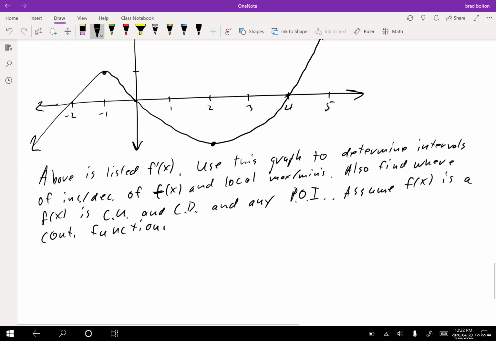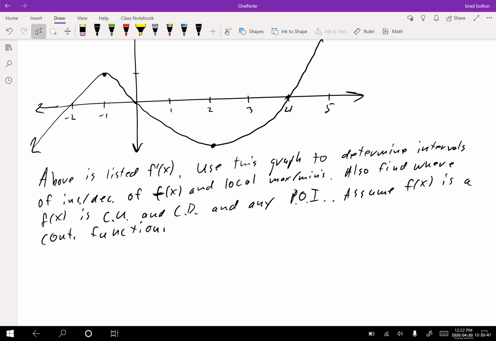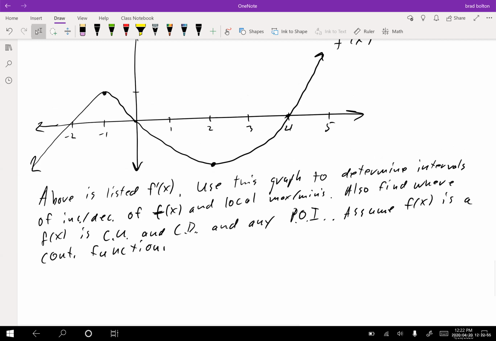Okay. So here's what we got to do. We got to find our intervals of increasing and decreasing. So now look at this. Now normally you have f of x and then you take the derivative of it, and then based on the derivative, you can then tell me where there's intervals of increasing or decreasing. But this time I'm giving you the derivative and I want to know where f of x is increasing or decreasing. So pause the video and see if you could answer these questions without my help.